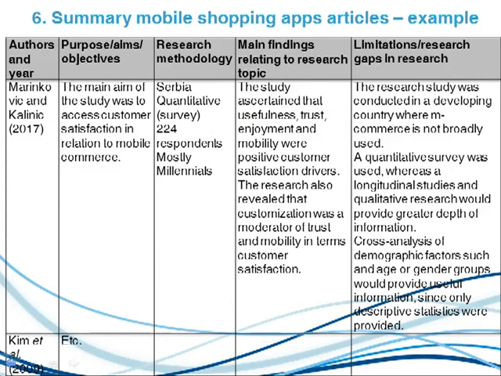I take the main aim of the research, what it was. I take the methodology. So it was conducted in Serbia, it was quantitative, it was 224 respondents, mostly millennials. Why mostly millennials? Because the students' researchers are millennials, so you want to know. Then you give the main findings of the research. And then you see how I list all the limitations and gaps.